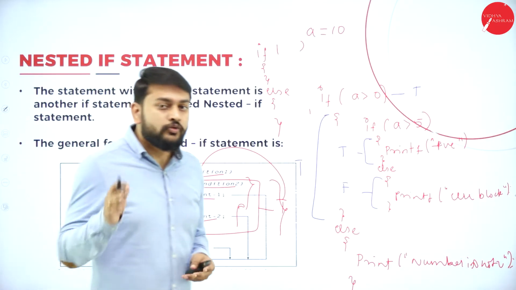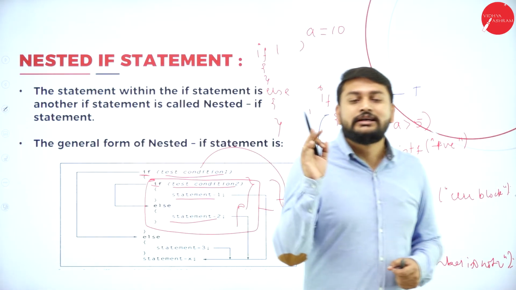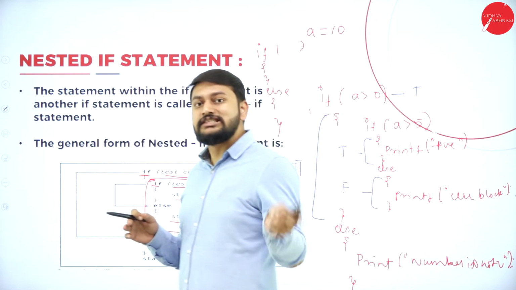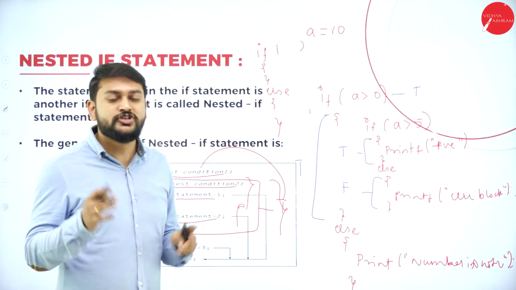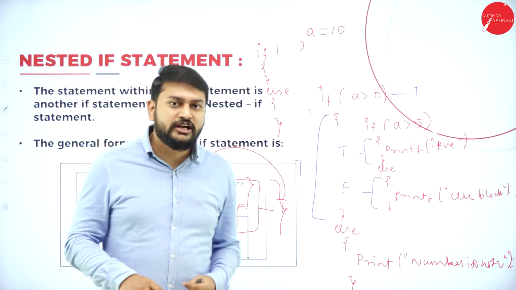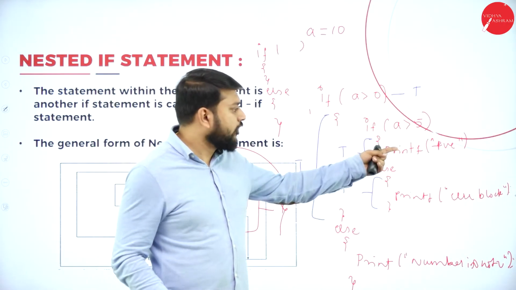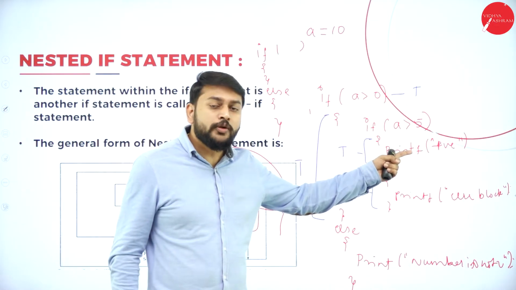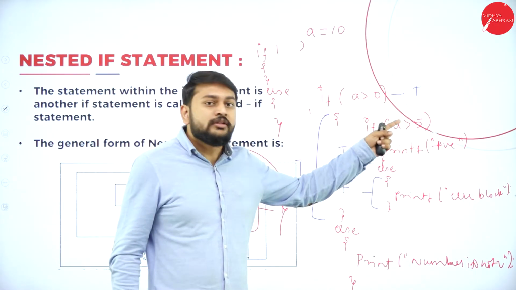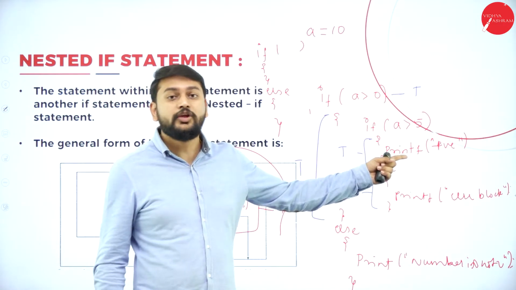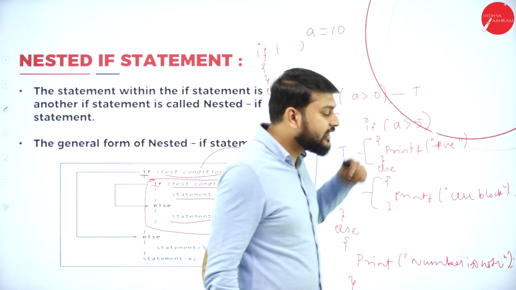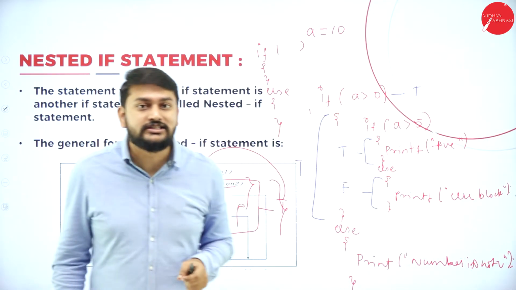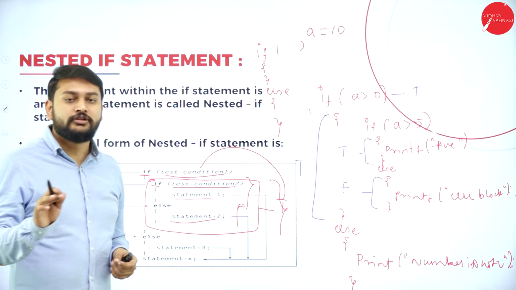So this is what we call a nested if. Inside the if is what we call a nested if. So I can also have one more if here. Suppose I want to write one more if, what will you write? Again you will write an if and else block inside this if. So an if inside an if is what we call a nested if.